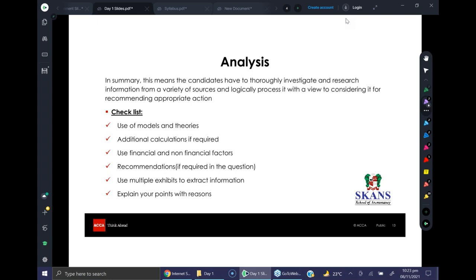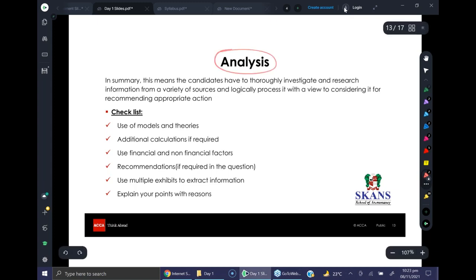Okay. The next skill is analysis. Now that's a very high-level skill, but actually all skills are going to be tested, though sometimes analysis is tested for greater marks than the other skills, but that's not always the case. Okay, so the analysis skill means that you have to thoroughly investigate and research information from a variety of sources. So in the exam, what does this mean? Investigating information from a variety of sources.